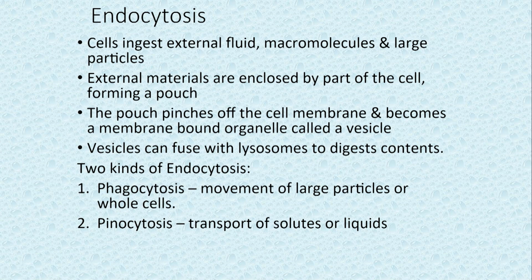We just saw a picture of it, but I wanted to describe it this way as well. In endocytosis, the cell's going to ingest external fluids, macromolecules, and large particles. This is stuff that would not fit through the cell membrane otherwise. What happens is those external materials are enclosed by part of the cell, and it's going to form a pouch, which was that little circle that we saw in the last picture. The pouch pinches off the cell membrane and becomes a membrane-bound organelle called a vesicle. Vesicles then can fuse with lysosomes. The lysosomes have digestive contents, and so that's how the cell would be able to break down those macromolecules and start to digest them.